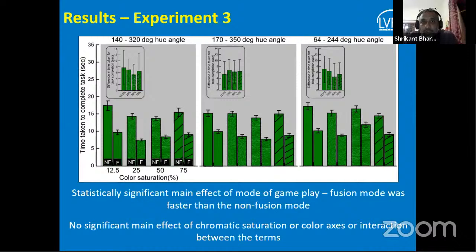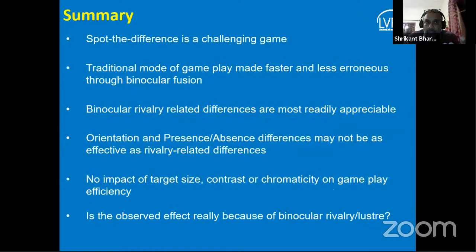On average, you are looking at about 8 to 10 seconds of the task becoming faster. It doesn't matter what color saturation you are dealing with, it doesn't matter what hue angle you are dealing with. So in summary, what we have been able to show in these three experiments is reiterating the fact that the spot the difference game is a very challenging one.